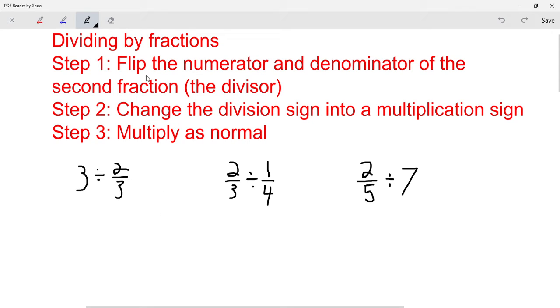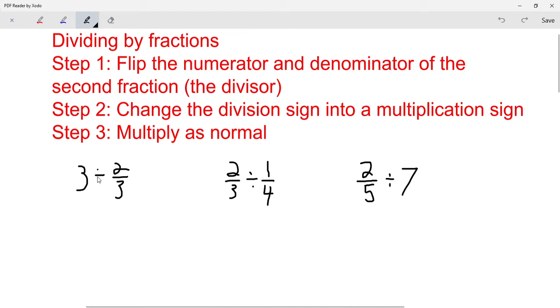Step one is flip the numerator and denominator of the second fraction, which is also known as the divisor. The first one is the dividend, and you don't do anything to the first one. The first one stays the same. The second one actually gets flipped. Then you change the division sign into a multiplication sign, and then you multiply as normal.